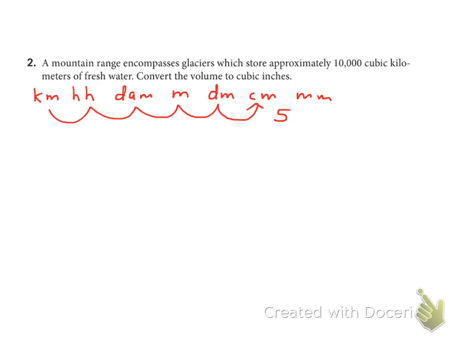However, it's not just kilometers and centimeters, it's cubic kilometers. So what are we going to have to do with that 5? Take it to the third power? You're on the right track. We would multiply by 3. So what that means is 10,000 cubic kilometers, we would have to move the decimal point 15 places to the right. That makes a huge number.